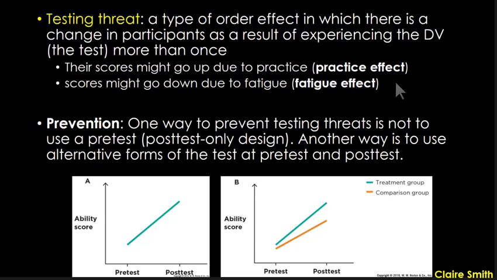We can prevent this by not using a pretest, so just do a post-test design, which in some cases is something we can do, not always, depending on the experiment. We could also use alternative forms of the test as a pretest and post-test, so make sure that our test changes enough that practice wouldn't necessarily make someone better at it. Obviously, having a comparison is helpful. If we just have one group, it's hard to tell if there's any internal validity in a study. So in all of these, comparison groups are important, but these are just other ways for prevention. Okay.